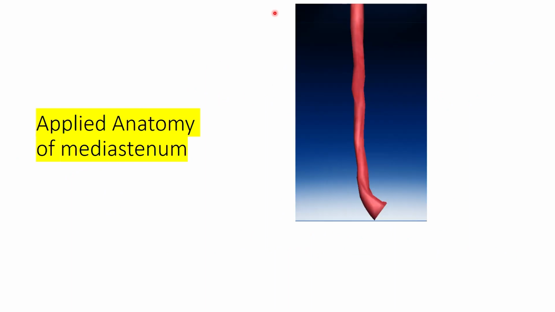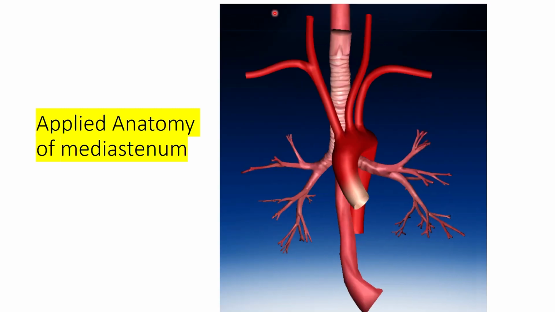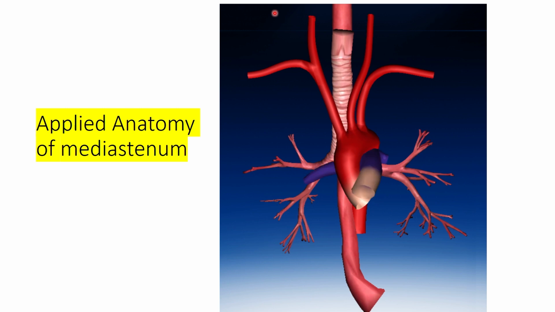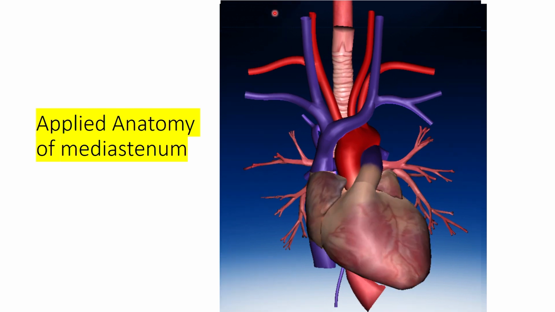So coming to the applied anatomy, the esophagus is the station through which we are going to do the EUS. So anterior to it is the trachea and its bifurcation, and comes the aortic arch. Then there is the pulmonary trunk and its branches, and this is the venous system of superior vena cava and inferior vena cava, and lays the heart. We need to have an applied anatomy of the mediastinum to understand EUS and EBUS in a better way.